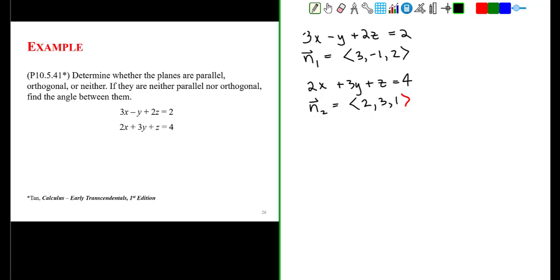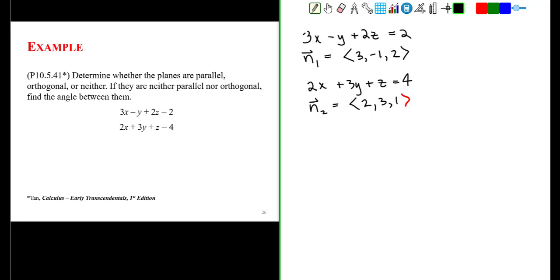We have to determine whether or not these planes are parallel, if they're orthogonal, or if they're neither. If the planes are parallel, then we should be able to use a cross product to determine that. If the cross product is not 0, then we know that there is some angle between the normal vectors, which means that the planes will intersect along a line of intersection.